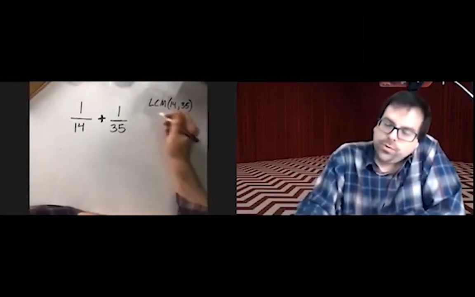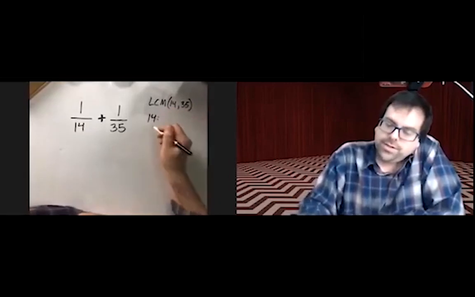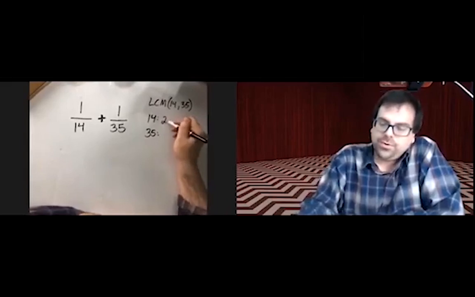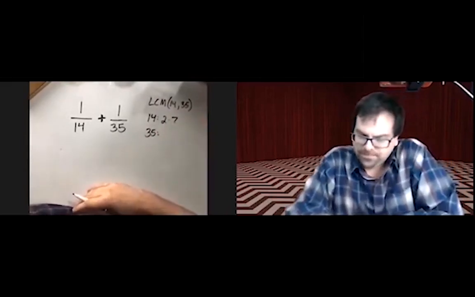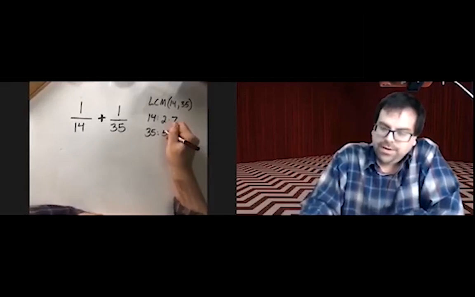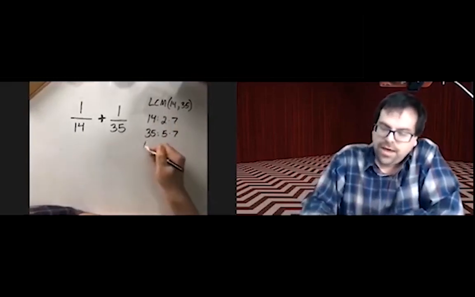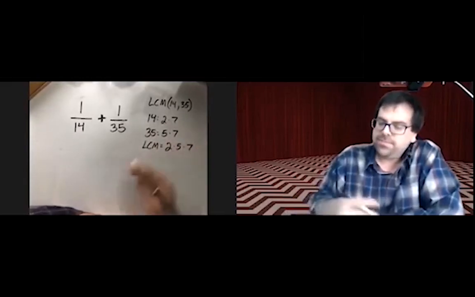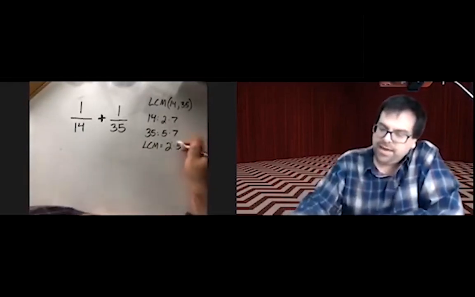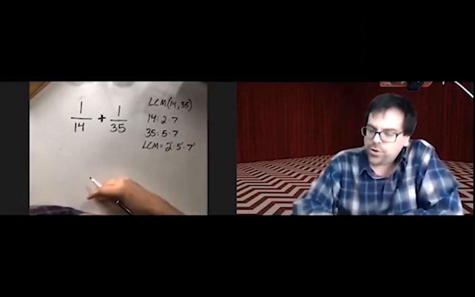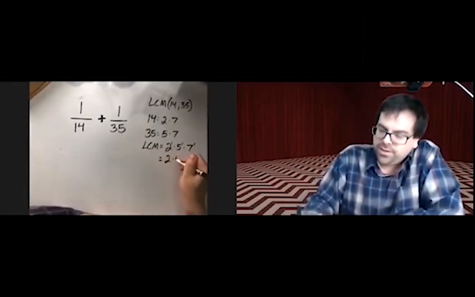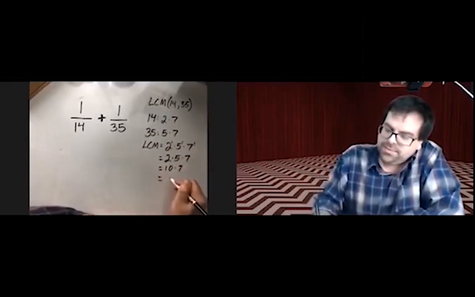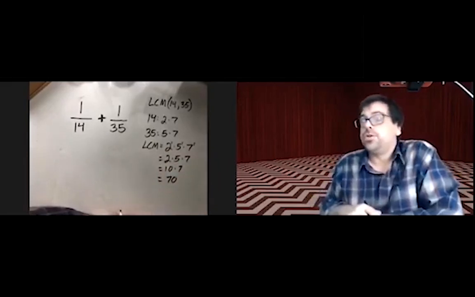We need to find the prime factorizations of 14 and 35. You'll get 2 times 7 for 14. You'll get 5 times 7 for 35. So the least common multiple will be 2 times 5 times 7. Every base we have, to the highest power shown. So it is 2 times 5 times 7, which is 10 times 7, which is 70.